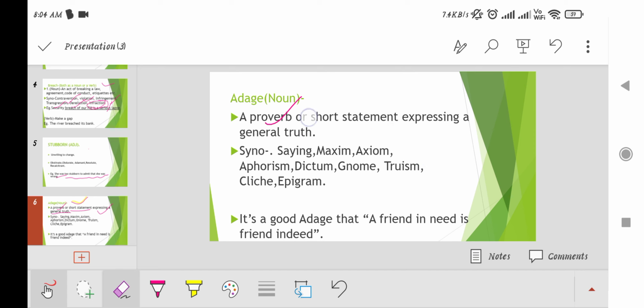Now, how can we use it in a sentence? We know very well that it is said that a friend in need is a friend indeed. So it's a good adage that a friend in need is a friend indeed.